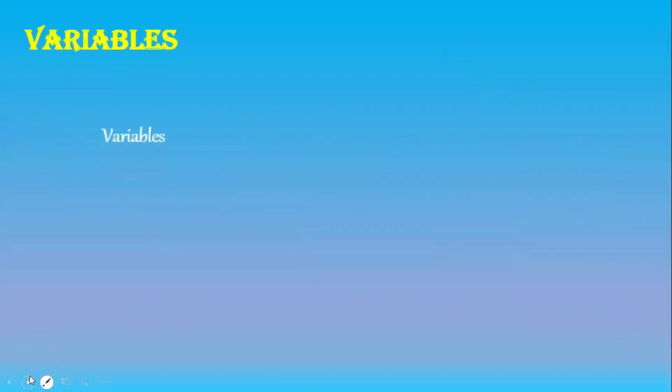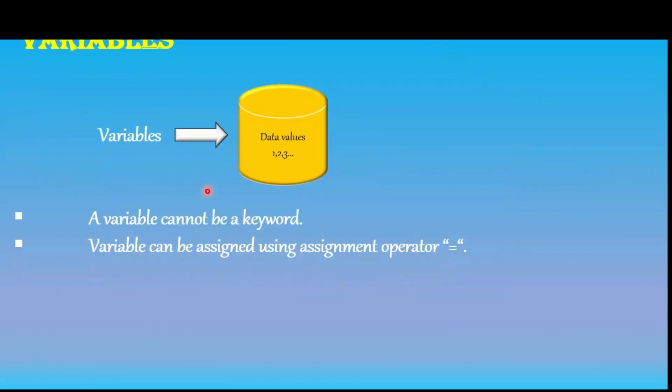So in Python, variables are used to store data values. Here in Python, you need not define any data type. Python is a dynamically typed language, which means you need not explicitly declare the type of a variable. Okay, clear? A variable can be assigned using the assignment operator. For example, a equals 10, b equals 5, like this. During execution, the type of a variable is inferred from the context in which it is being used. Hence Python is called a dynamically typed language.